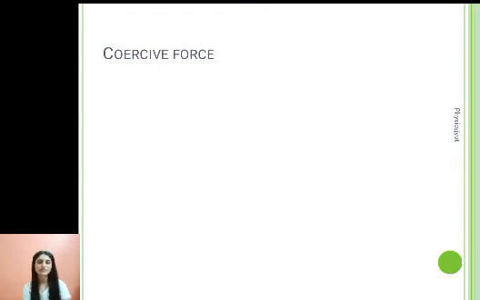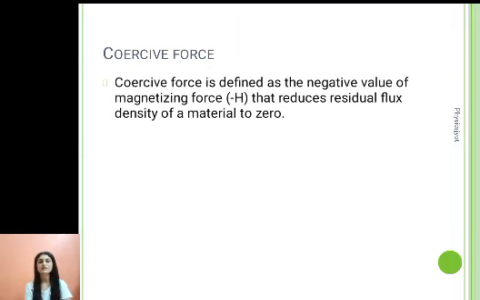What is coercive force in this experiment? Coercive force is defined as the negative value of magnetizing force that reduces the residual flux density of a material to zero. We know that when we are reducing H, the B value doesn't become zero, but we have to apply H in the negative direction. Then that B value becomes zero. So that is what coercive force is.